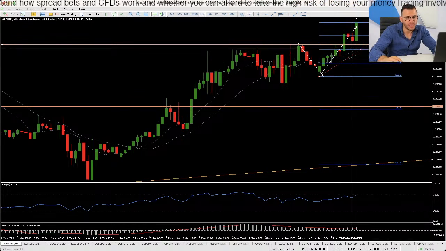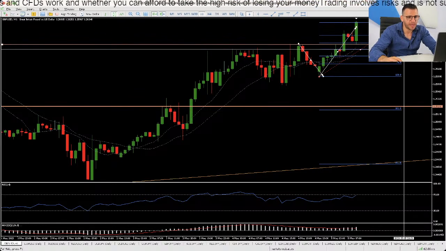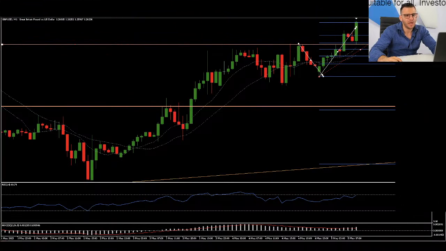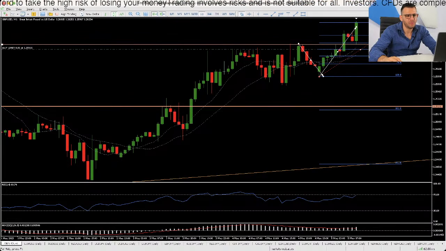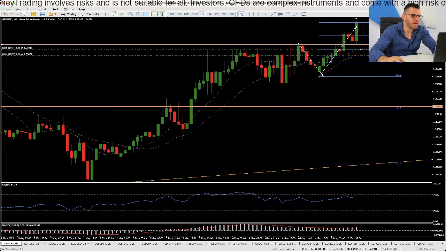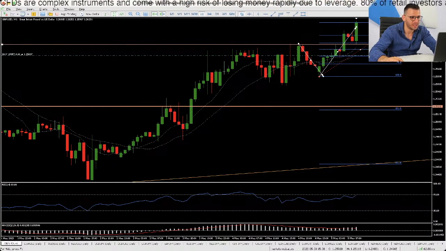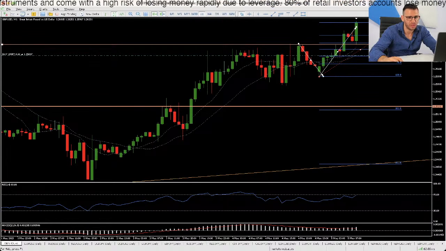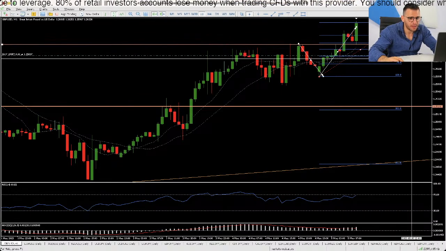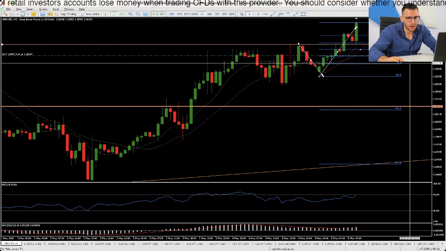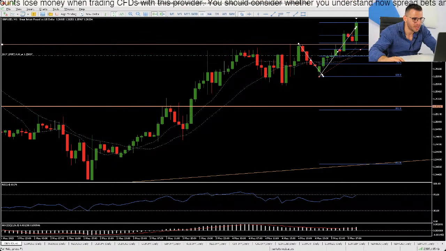Or you can simply right click, go to 50%, and do a buy limit, and at 61.8 a buy limit, and you decide at which level you want to enter. I usually enter only on the 61.8 with a buy limit order, and I put a stop loss below the 76.8, that's the 1.257, let's say.